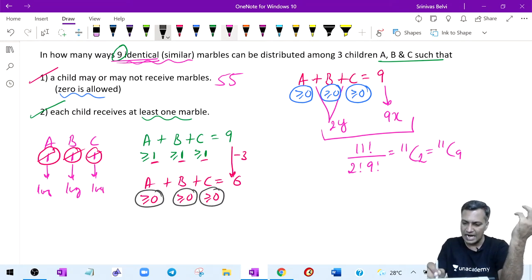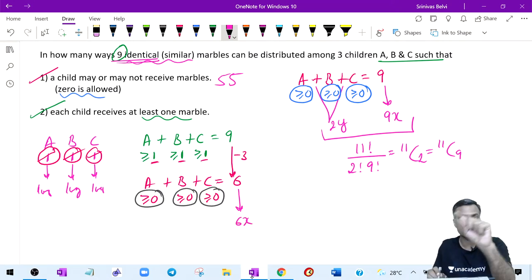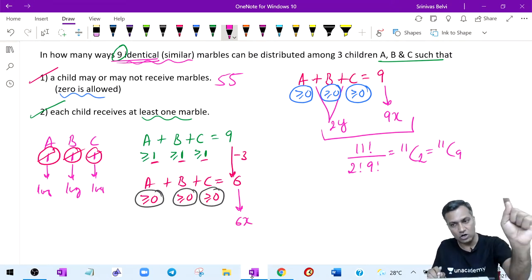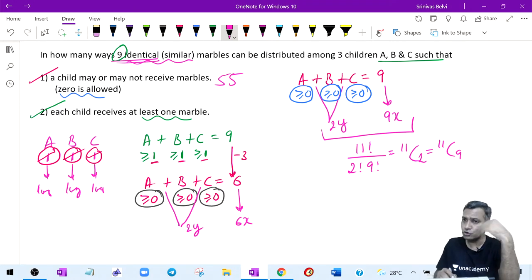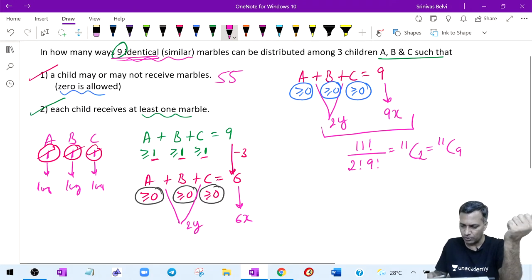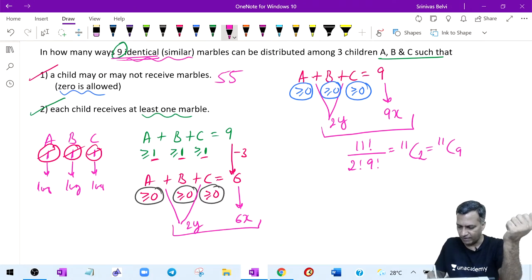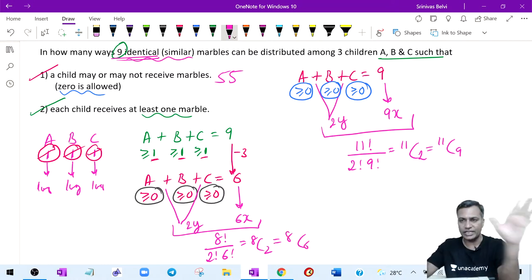Now you say that, okay, I am the king of these six marbles, 6x, because I was not the king of those one marble each, which I had to give according to the condition. I'm the king of six, and I have two pluses, that is two y's. Therefore, the response to this particular question is 8 factorial divided by 2 factorial and 6 factorial, or 8C2 or 8C6, whichever way. Okay, did you understand this?